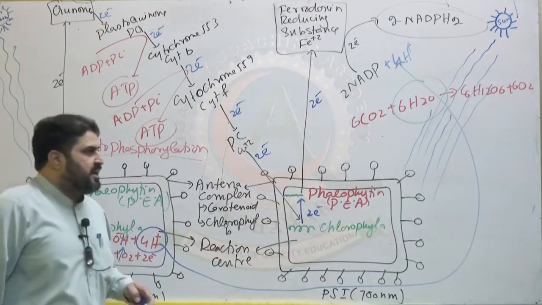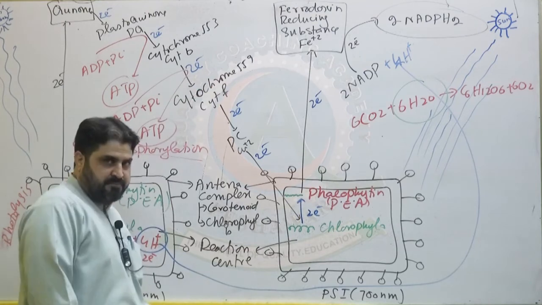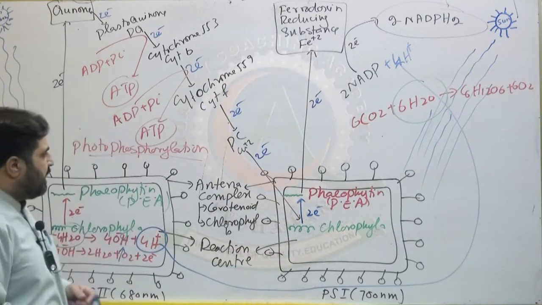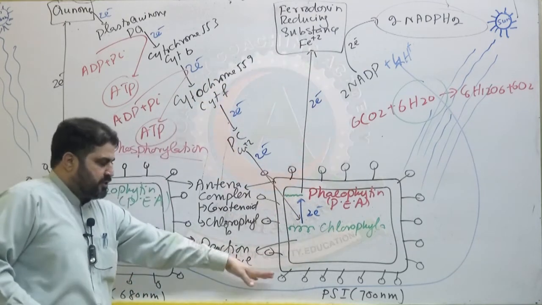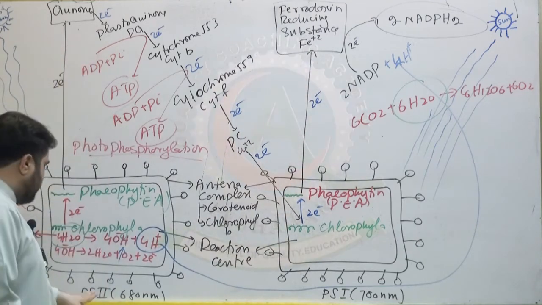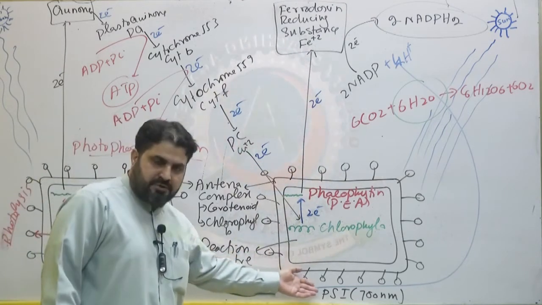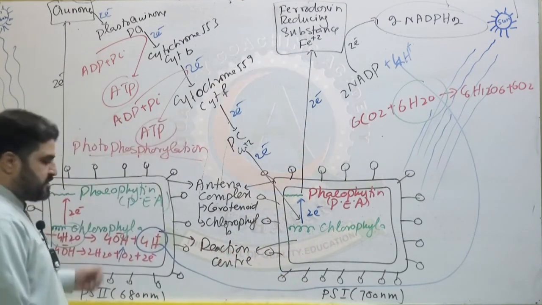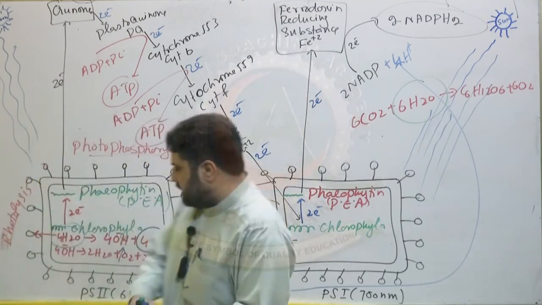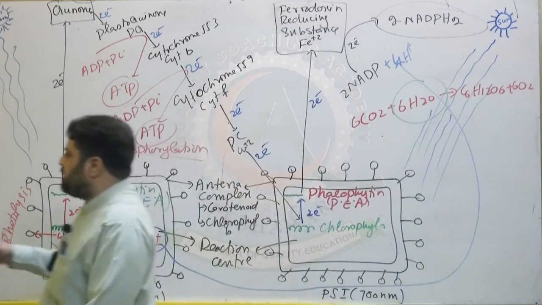The final electron acceptor during this non-cyclic light reaction is NADP. And NADP is a part of photosystem 1, while plastoquinone or quinone is a part of photosystem 2. The 700 nanometer is absorbed by photosystem 1 and 680 by photosystem 2. Photolysis occurs in photosystem 2. So there are different questions they may ask.